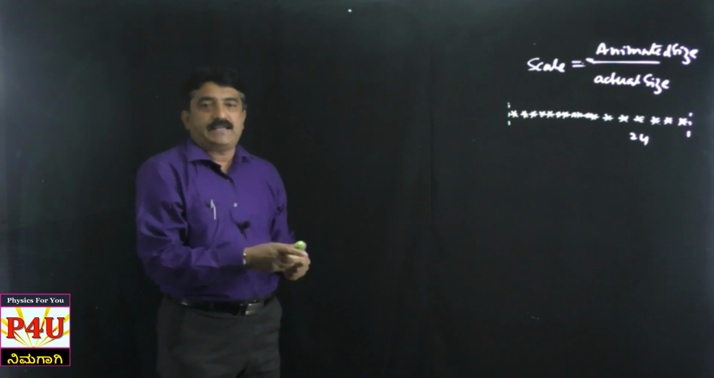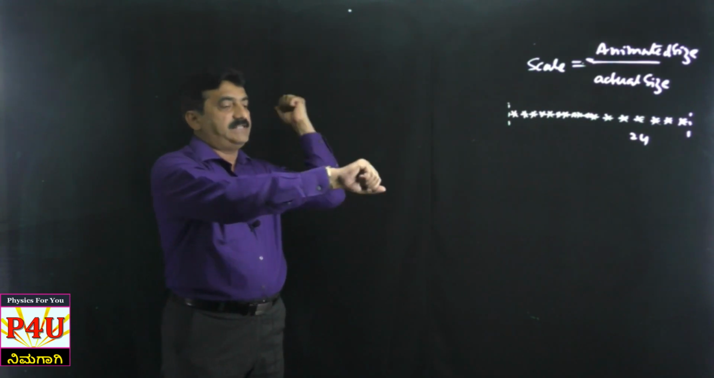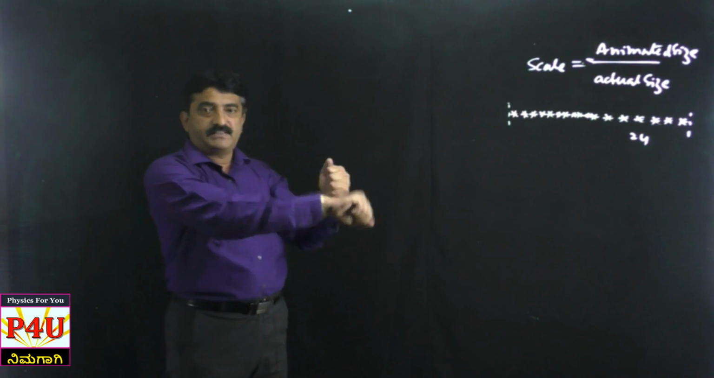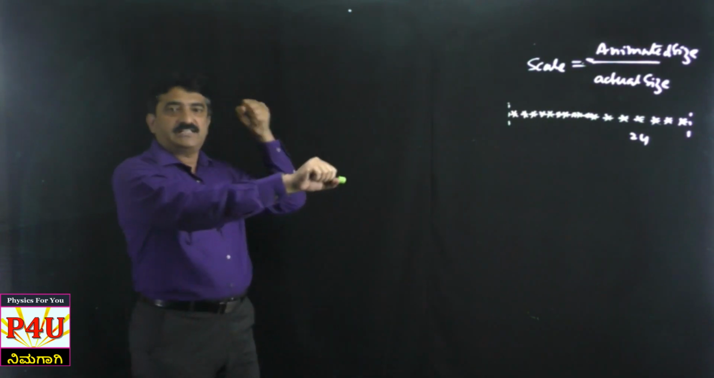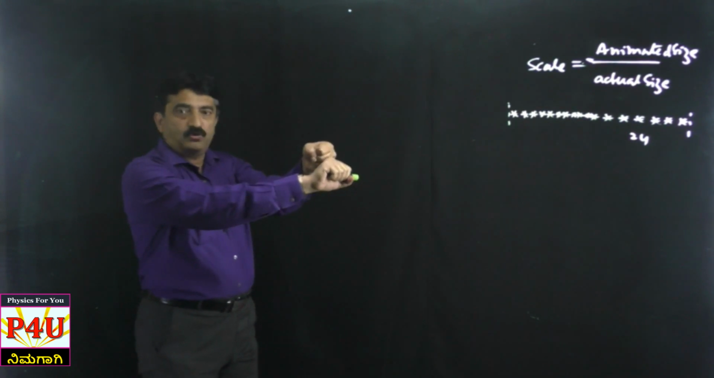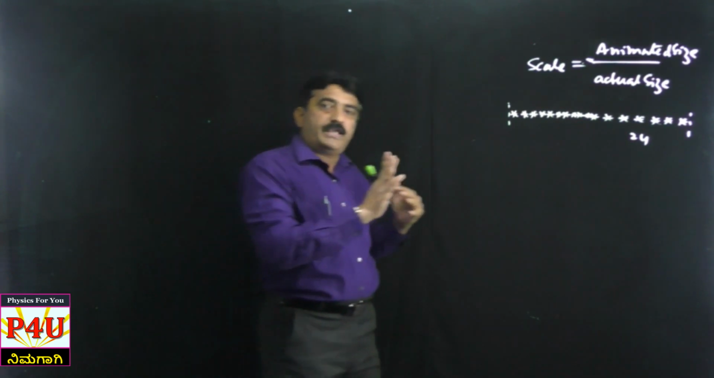Okay, this is an action. So, I want to slap this hand. I want to hit this hand. This is a motion. Or I want to move like this. This is another motion. See, in the first example, my body part is moving. In the second case, my whole body is moving.